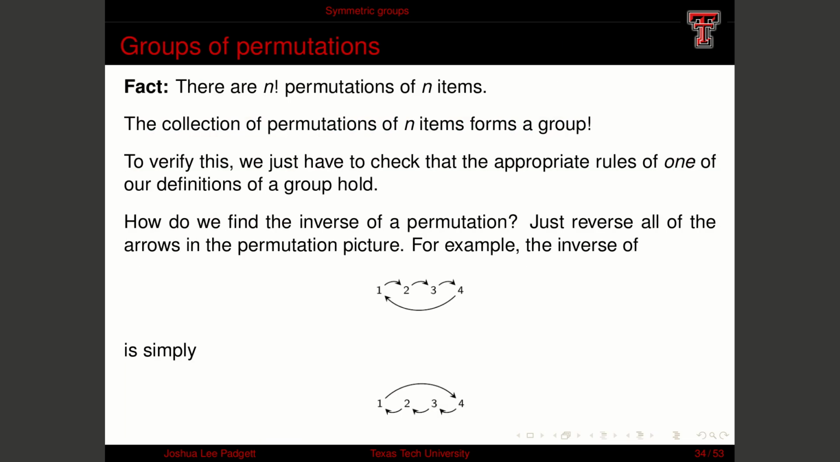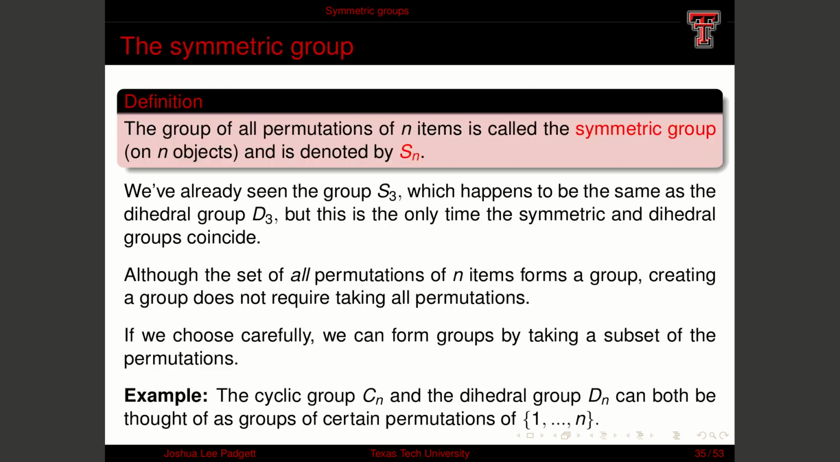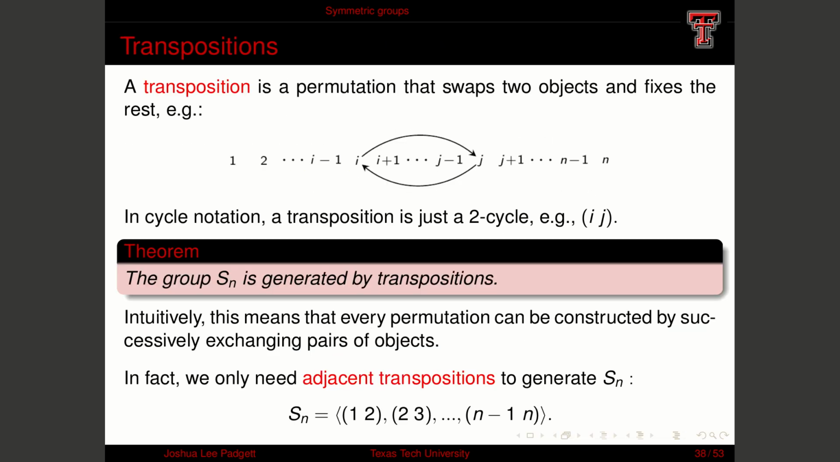So going all the way back, this is a transposition. It leaves 1 and 4 unchanged, but it swaps 2 and 3. In cycle notation, a transposition is just a 2-cycle, and the entire group of permutations on n objects can be generated by transpositions. Intuitively, this means that all permutations are just successively exchanging pairs.